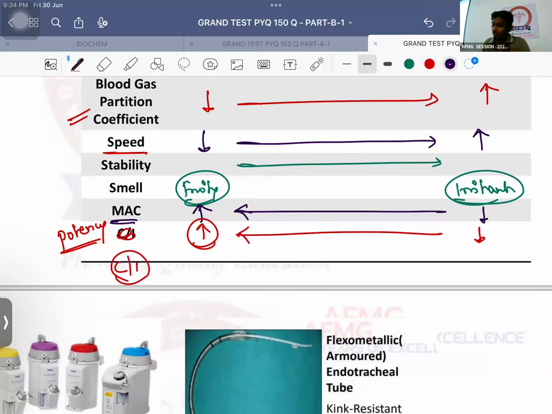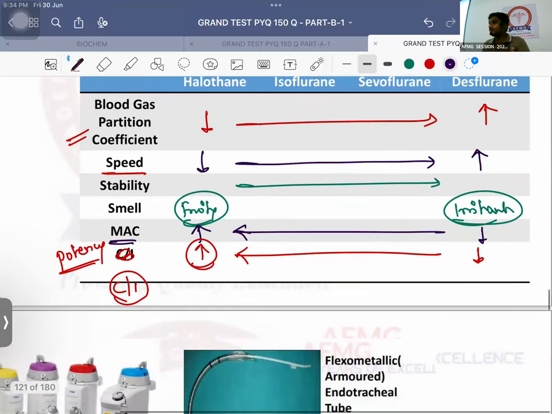Contraindicated: halothane is contraindicated in which patient? Usually, CVS patients. In CVS surgeries, halothane is not recommended. But halothane, which patients, anybody?